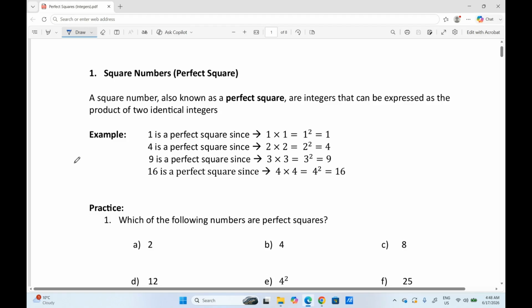Hi class. In this video, I'm going to be talking about square numbers, which are also known as perfect squares. So perfect squares are integers that can be expressed as the product of two identical integers, with product meaning multiply.